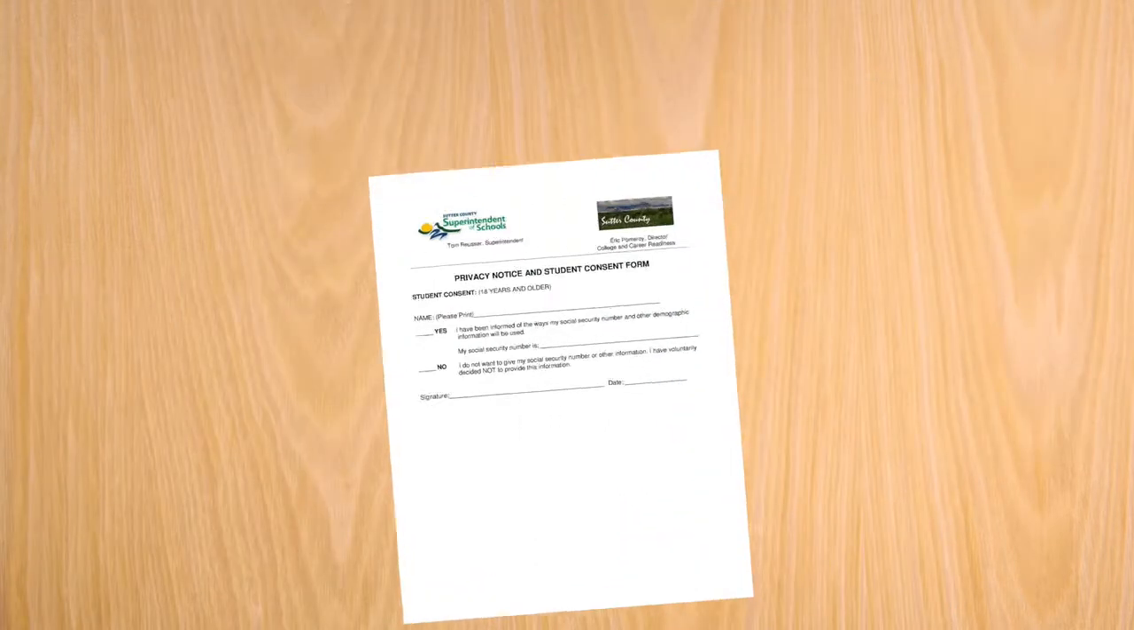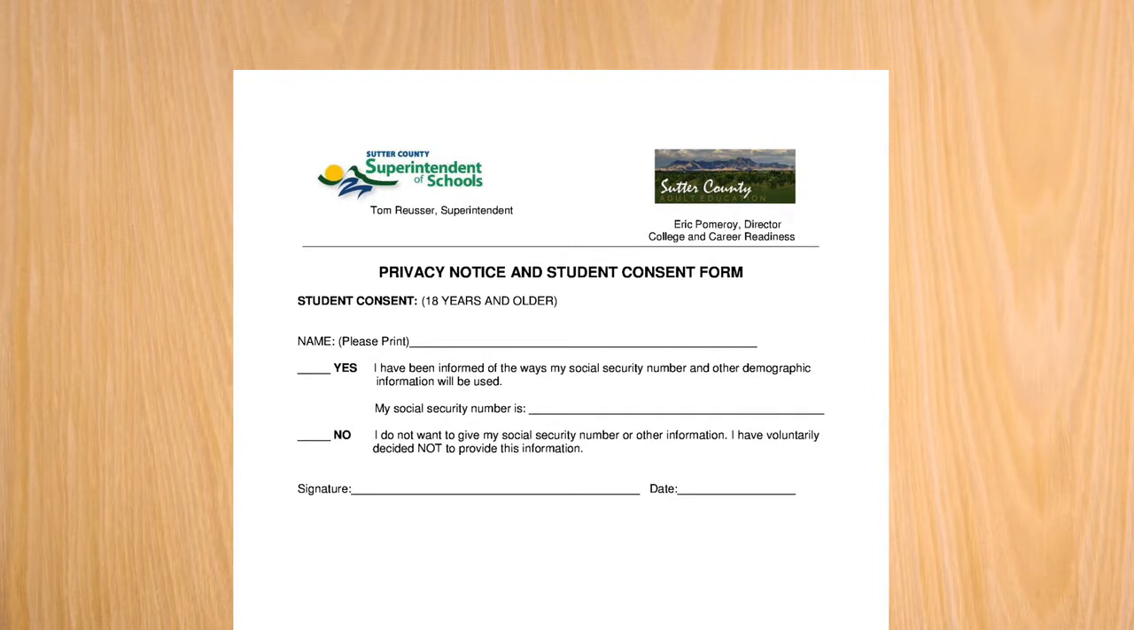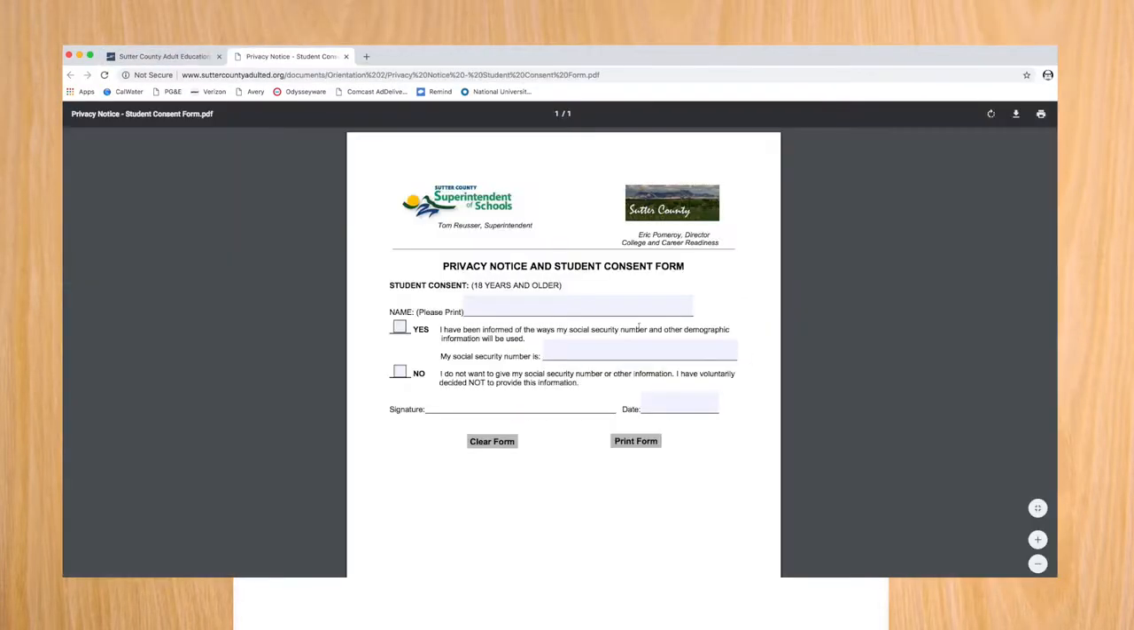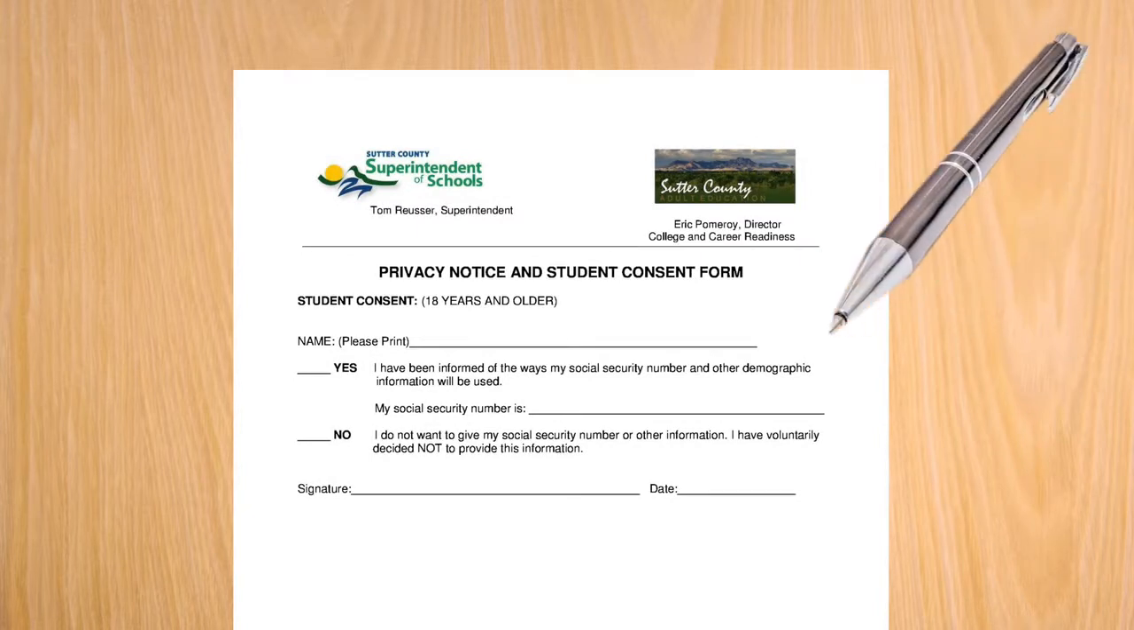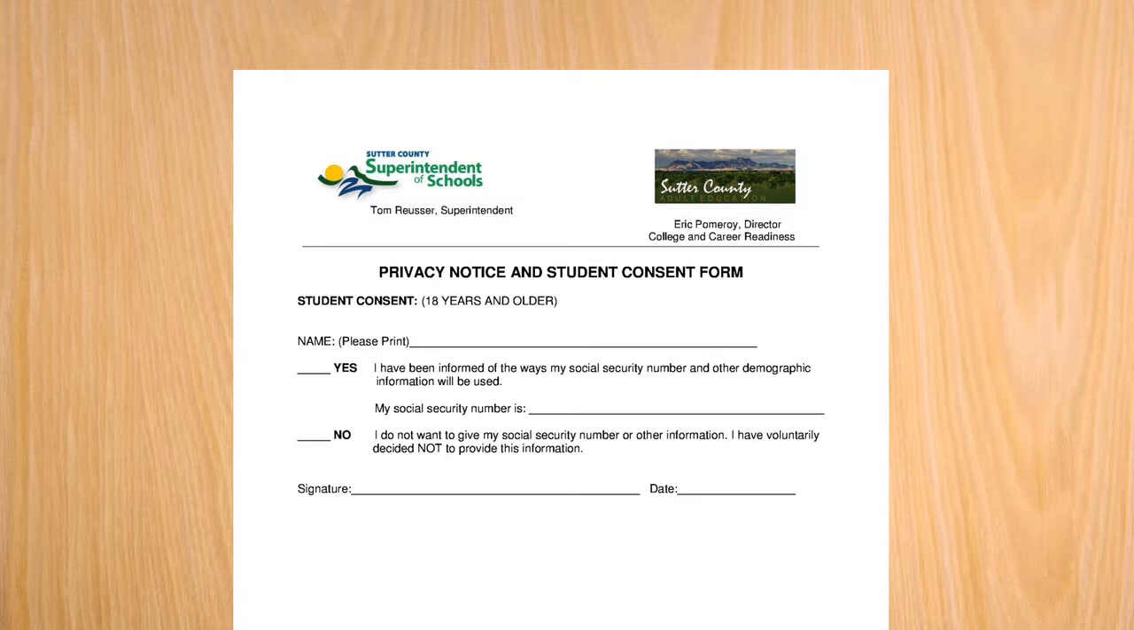Let's get started. This form is the Privacy and Student Consent form. Again, if you are doing this registration from home, you will only need to fill in the blanks, print the document, and then sign with a pen. Please use a pen for this form. Tracking this data allows us further funding to provide more programs for students.